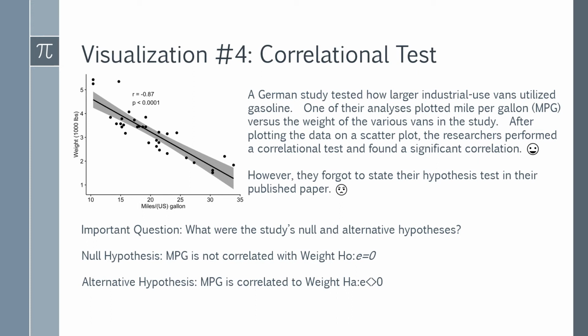The null hypothesis must be MPG is not correlated with weight, and the alternative hypothesis must be MPG is correlated to weight.